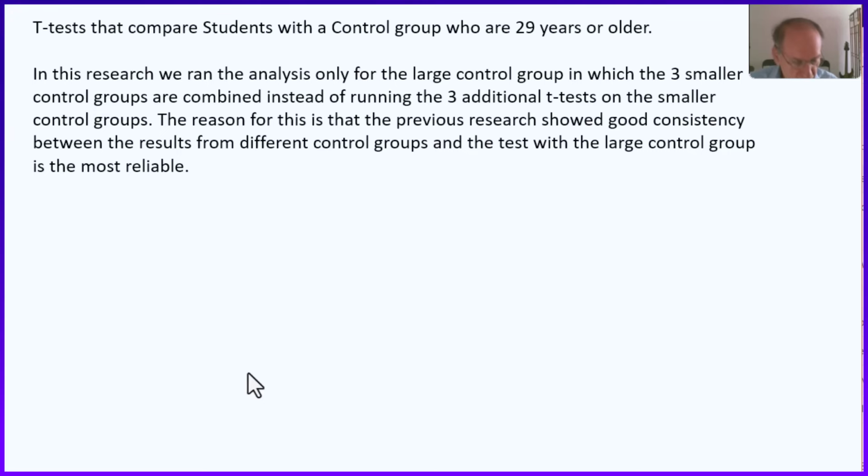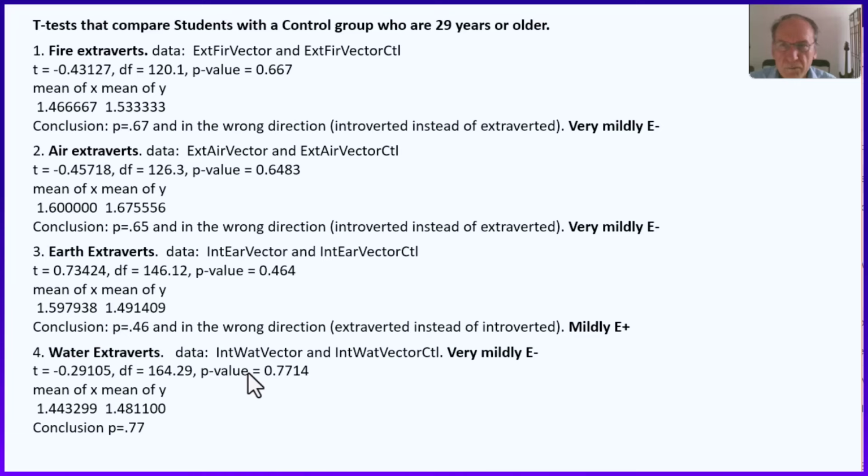All right, so this is just some details that we run this analysis, and we compared to one control group. I didn't run all of them. It's just a lot of stuff to analyze. And here's a t-test to compare students with a control group. So here I compare 29 years or older with a control group on the fire, air, earth, and water. And at best, we conclude that fire is mildly introverted.